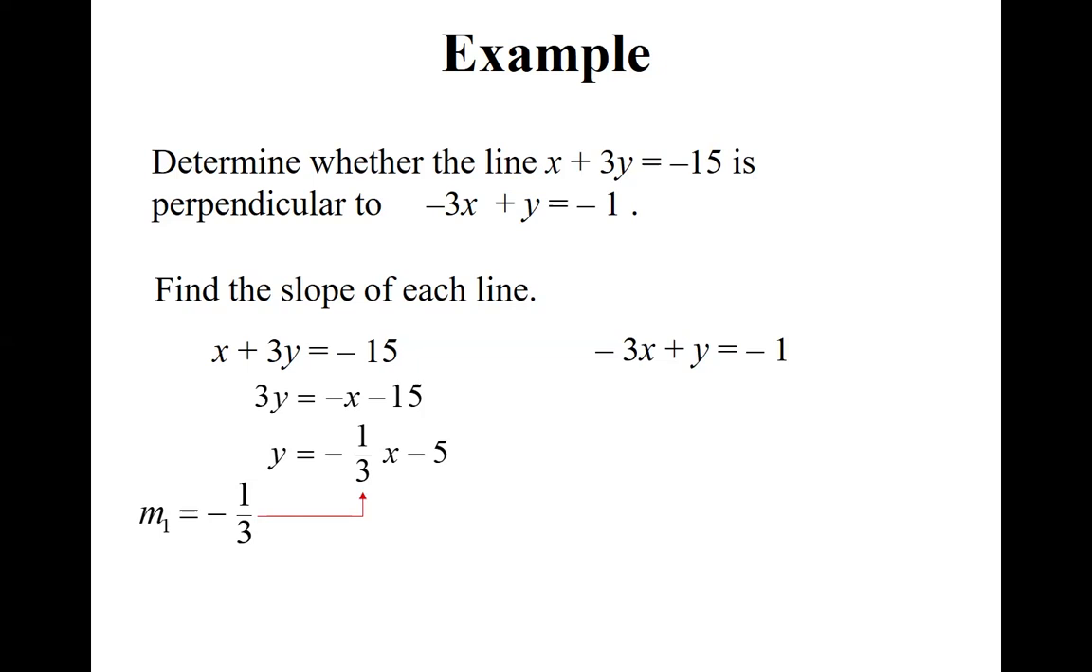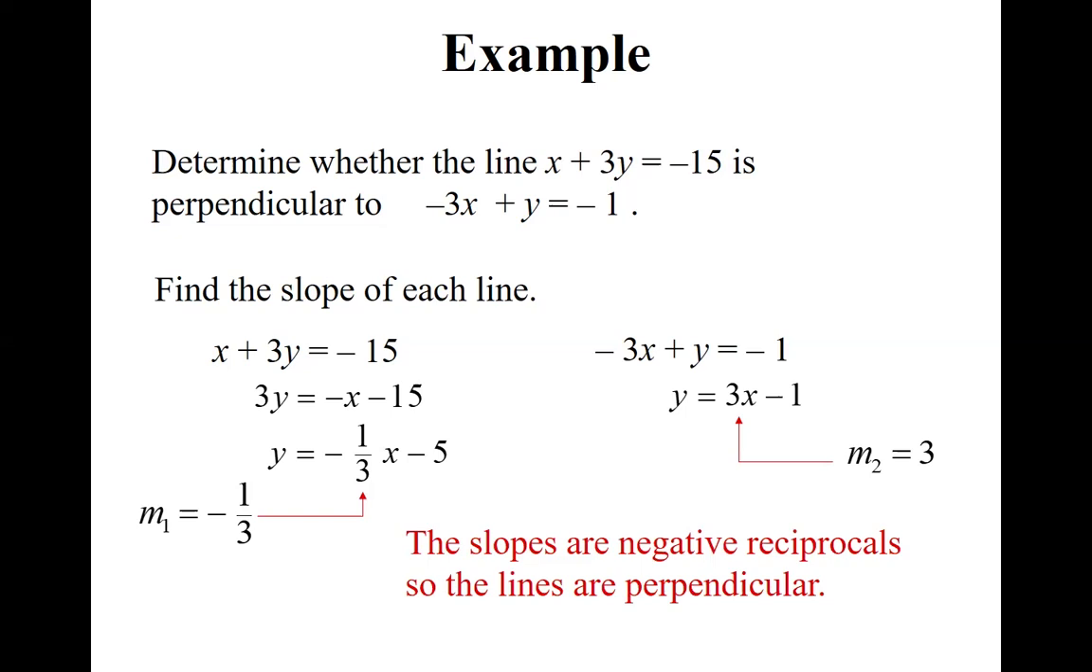We have negative 3x plus y equals negative 1. We're going to add 3x to both sides. That gives us 3x minus 1. That's in y, I should say slope-intercept form. M is 3. Just like we wanted, these are perpendicular.